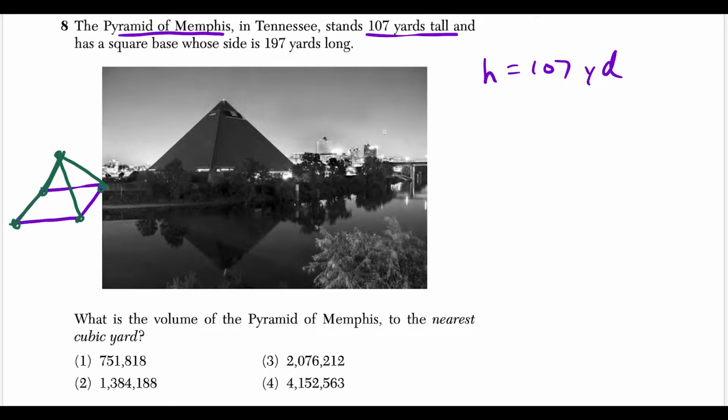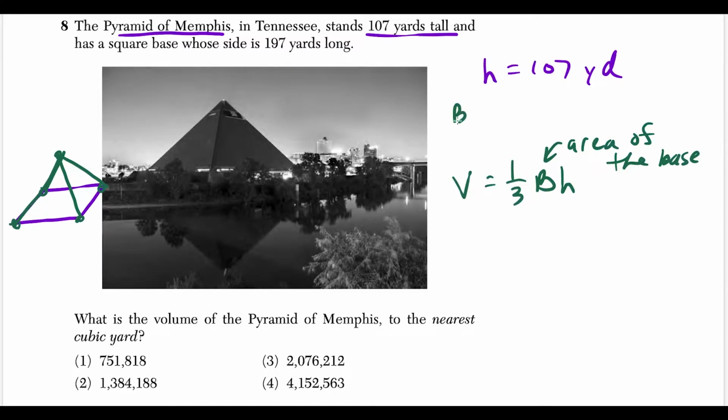So then the formula for finding the volume is 1/3 capital B times H, where this is the area of the base. But notice this is a square pyramid, so the area of the base is equal to the side length squared. If S doesn't do it justice, I could just go ahead and use X, where X represents one side over here like this. And they told us the side is 197 yards long. So we could say here X is 197 yards.